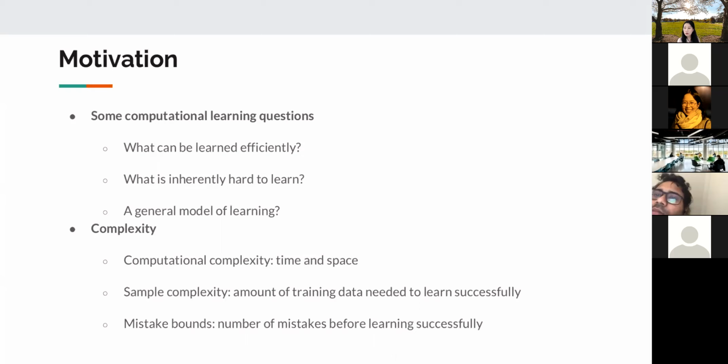Also, some of you might agree that mistake bounds are very important, because I don't want to make mistakes, right? I want to make as few mistakes as I can before I learn successfully. This is very important for high stakes tasks. You just cannot fail. If you fail, it's going to be catastrophic. So we wanted to understand the guarantees of these algorithms. We wanted to understand the number of mistakes before you learn successfully, okay? So these are indeed the motivations.